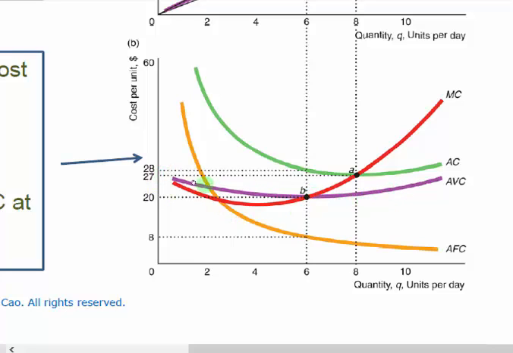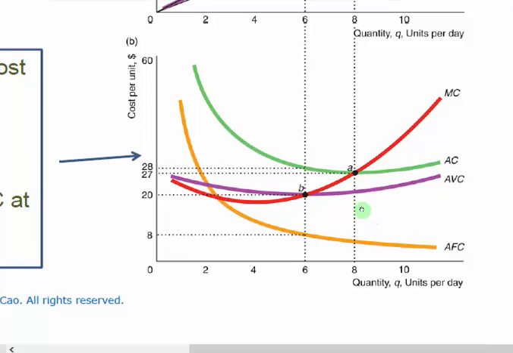So before point B, AVC goes down, after point B, AVC goes up, then B has to be its minimum point. The same story for average cost. When the marginal cost is below the average total cost, the average total cost declines. When the marginal cost is above the average cost, the average cost increases. So point A, this lowercase a point, is also the minimum point for average cost, or average total cost.